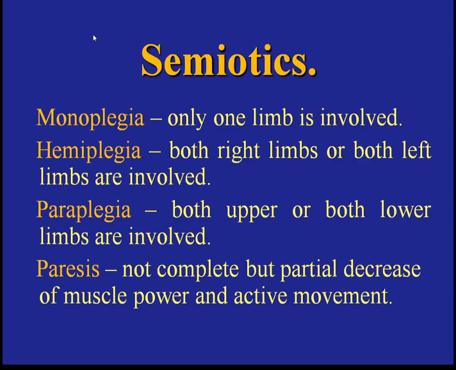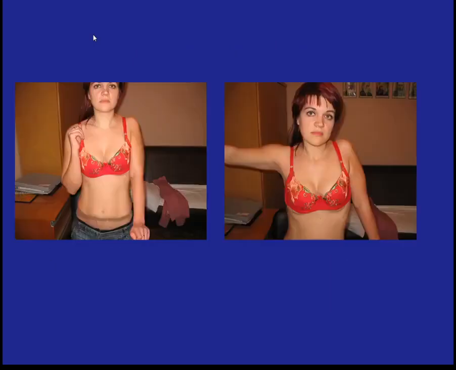Paresis, not complete like plegia, but partial decrease of muscle power and active movements. Some example on the picture. For example, this lady has paralysis of this left side arm. You can see her active movements are limited compared with the right arm, and this is even plegia.